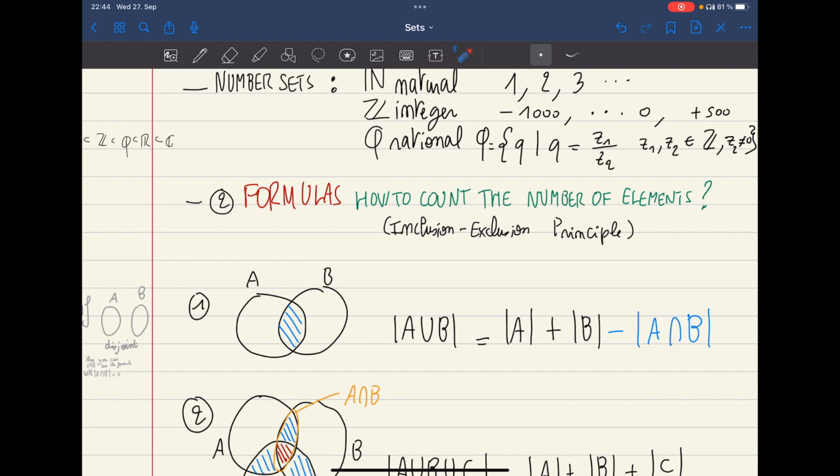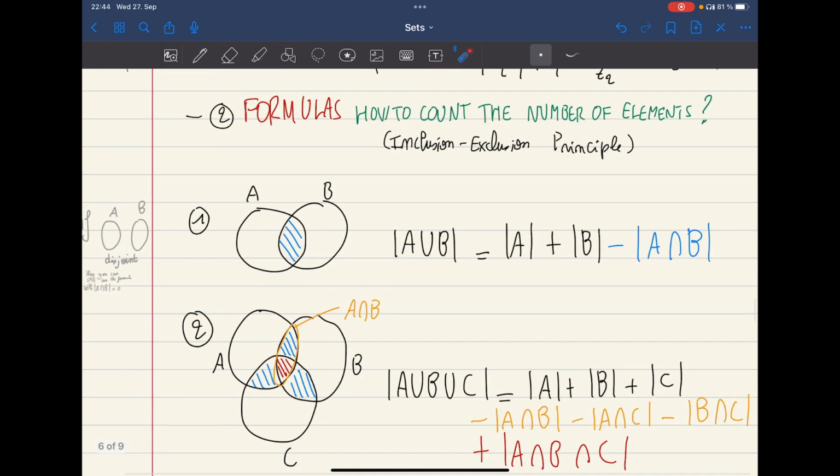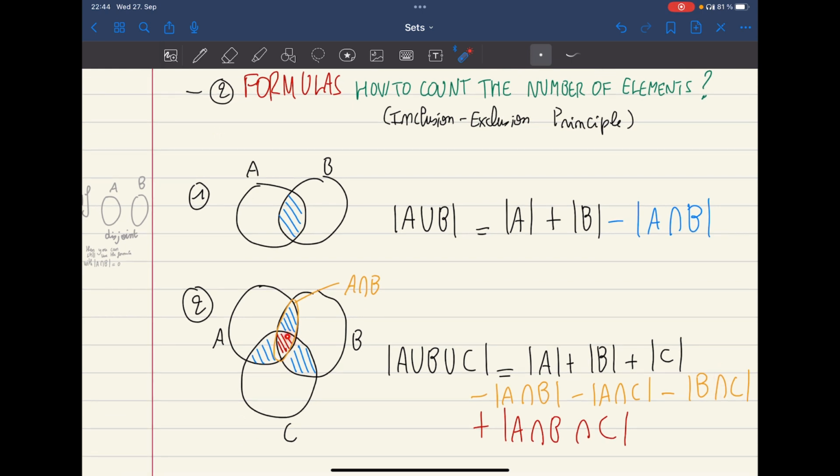Okay? How does it look when I have 3 sets? So A or B or C. It's the same idea. I add each set, A plus B plus C, and I remove the things which are in between. So A and B, A and C, and B and C. But now I removed this part in the middle too much. So I add it back. And here you go. You have what we call the Siebformel in German, or the inclusion-exclusion principle in English.